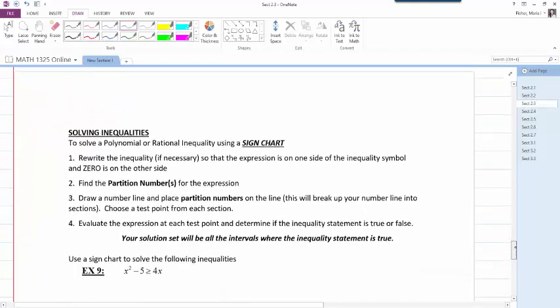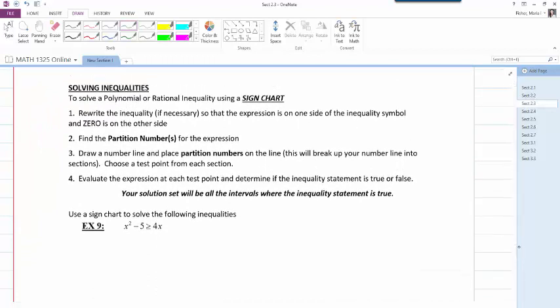So what we're going to do is construct one of these sign charts to solve inequalities. In order to solve a polynomial or a rational inequality using a sign chart, the first thing we want to do is rewrite the inequality so that we have an expression on one side with the inequality symbol and then 0 on the other side. Then we're going to find the partition numbers for the expression, draw the number line and place those partition numbers on there, and then choose a test point from each of the sections that we get once our partition numbers are placed on our number line. We then evaluate each expression at the test point and determine if the inequality statement is true or false, and our solution set is going to be anywhere that we are true.